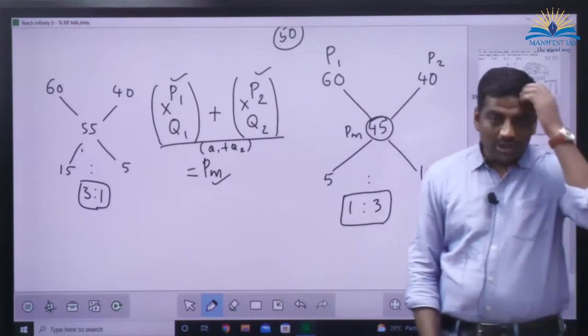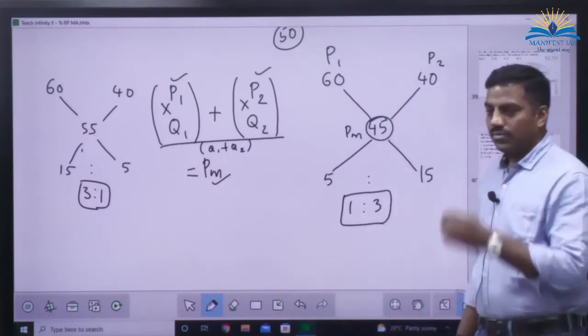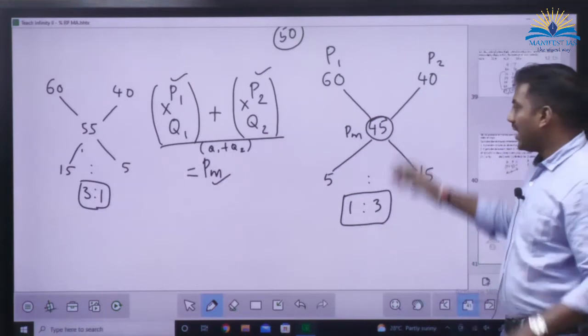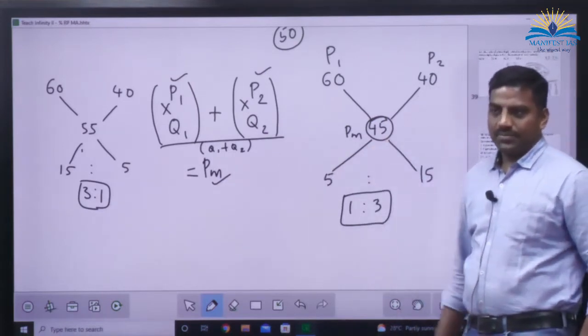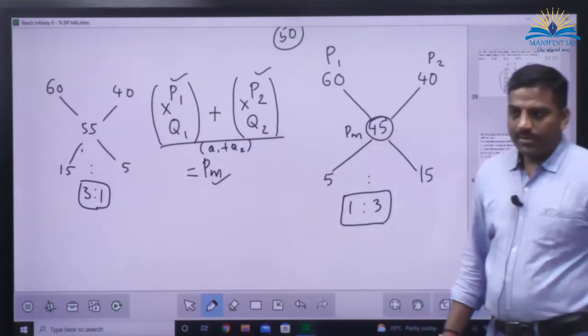Okay. So let us try to solve the questions. If you want to write these two examples, you can write.